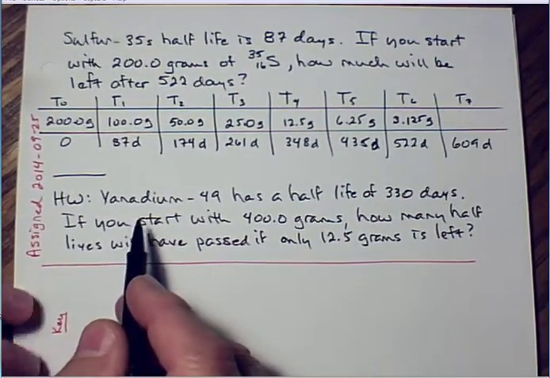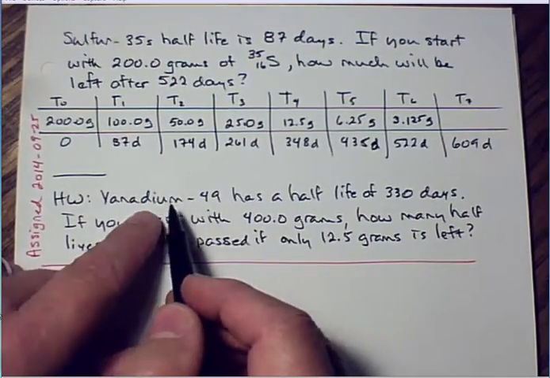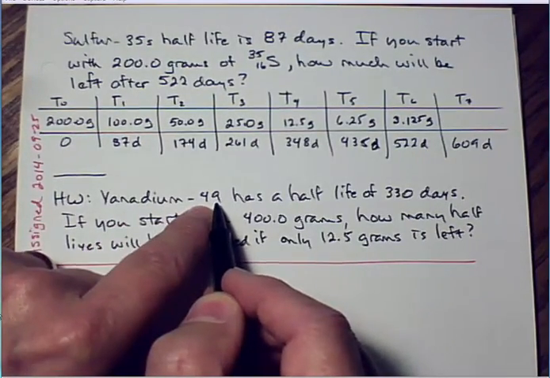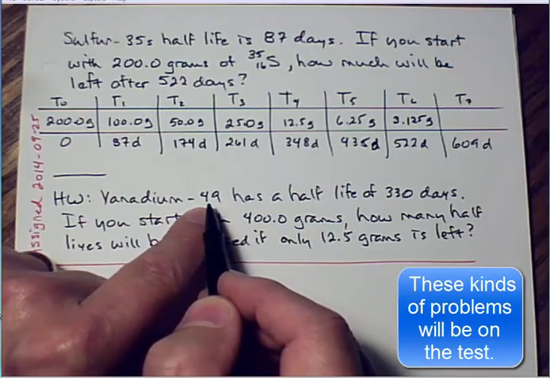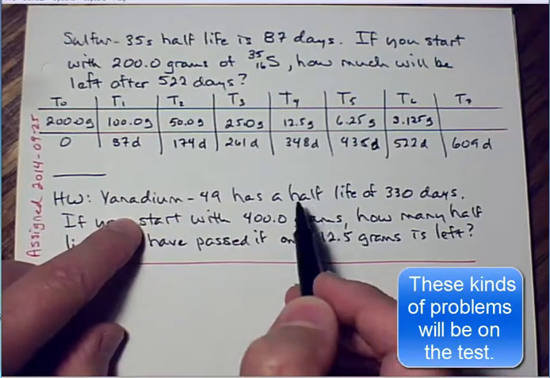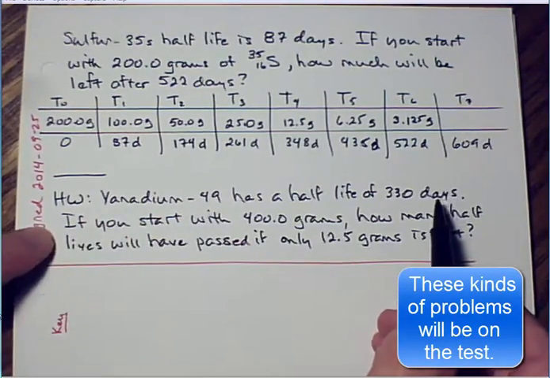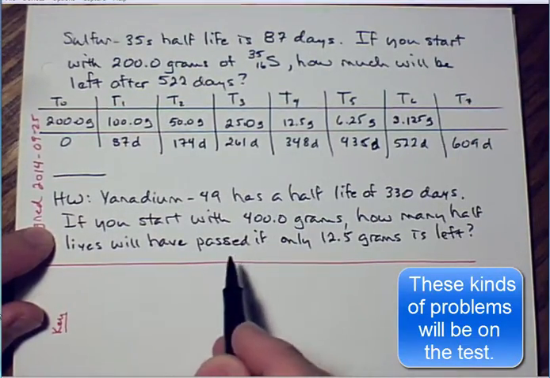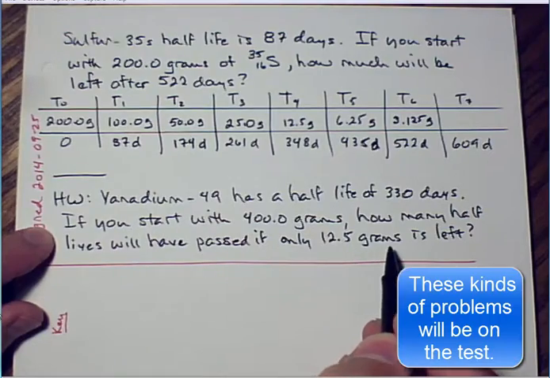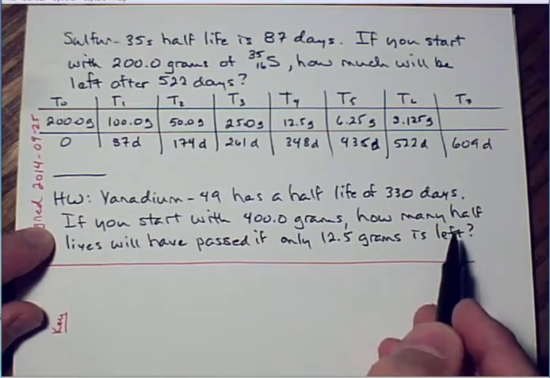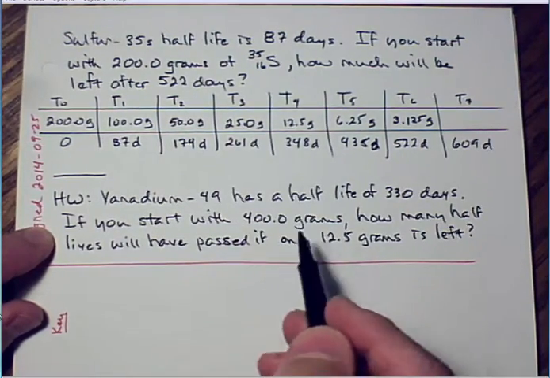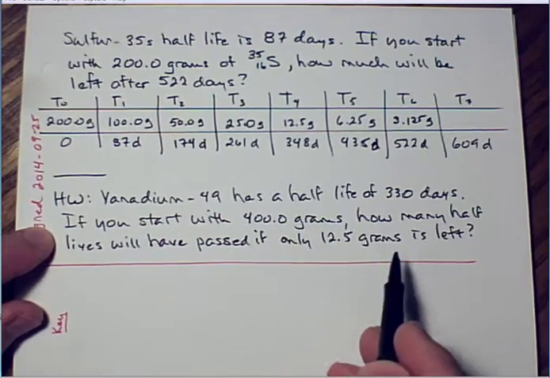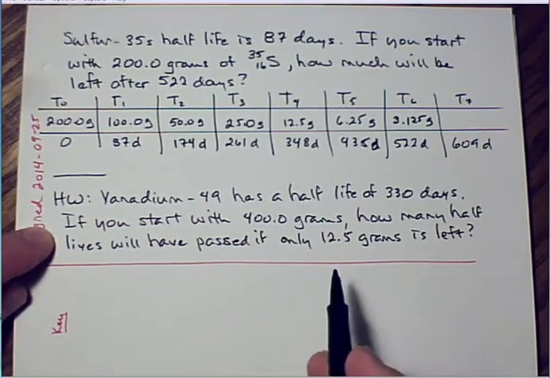So the question is, vanadium-49. When you write a name like that, 49 is the mass. It's not the atomic number, it's the mass. Vanadium-49 has a half-life of 330 days. If you start with 400 grams, how many half-lives will have passed if only 12.5 grams is left? So we're going to keep going through that half-life system until we get to 12.5 grams and see how many half-lives that is.